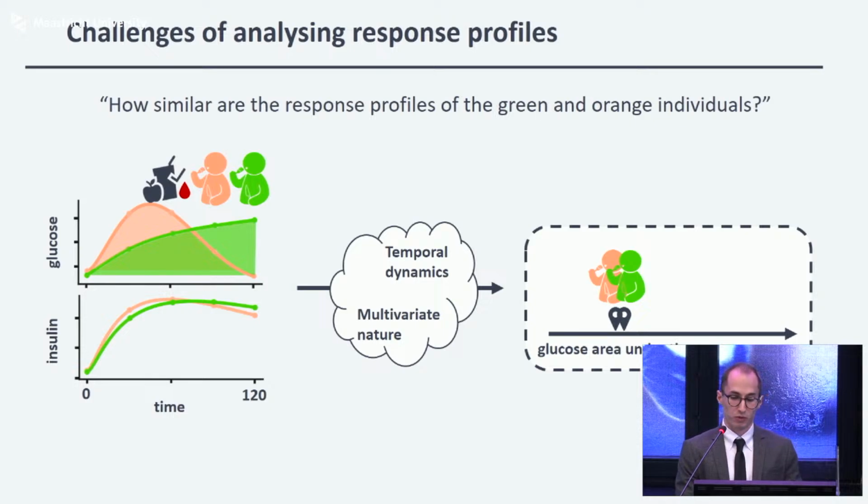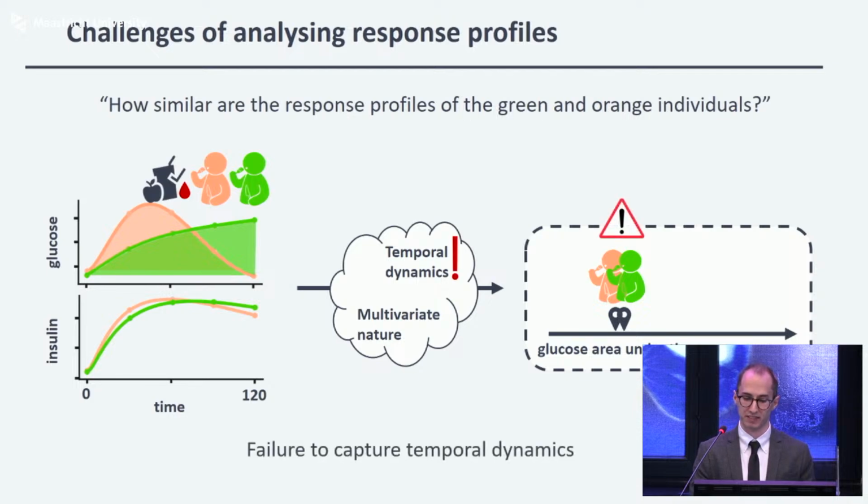A commonly used approach is to calculate the area under the curve, highlighted here with the shaded regions in the figure. This is indicative of the magnitude of the response. However, this approach fails to discriminate between different temporal profiles, even though the responses correspond to vastly different states of metabolic health. The property that we disregard here is the temporal dynamics, or in other words, the shape of the response curve.